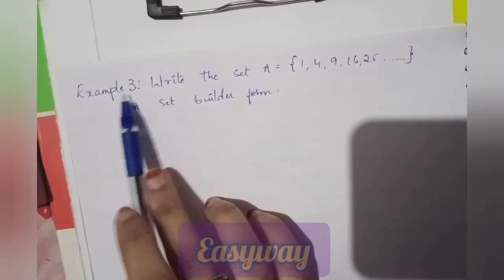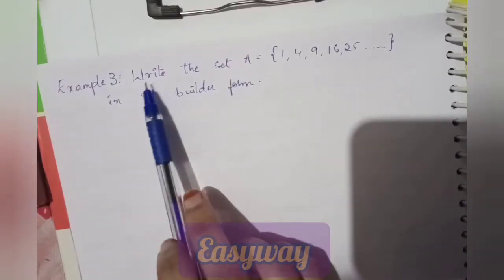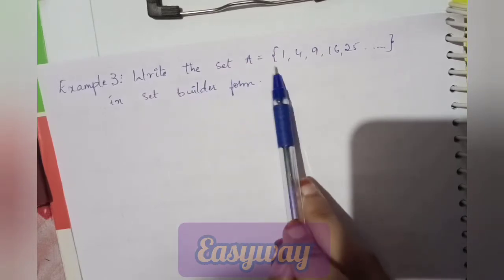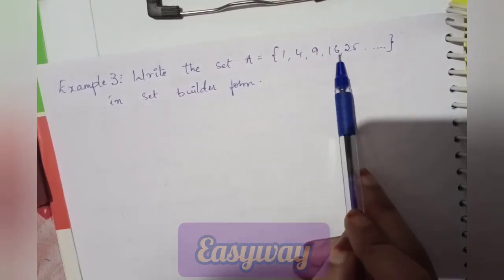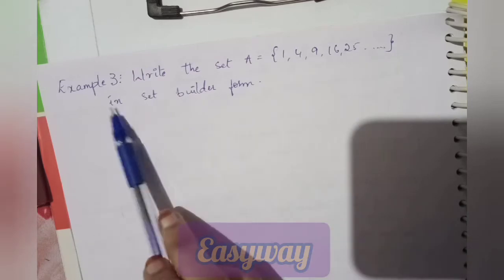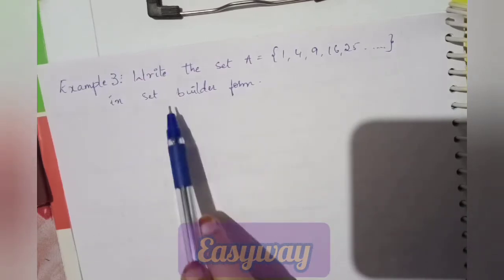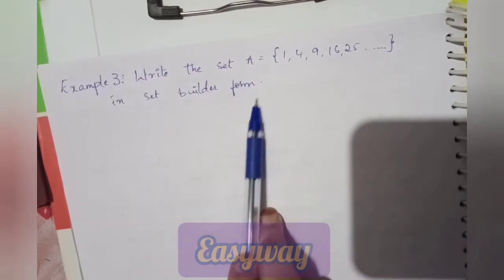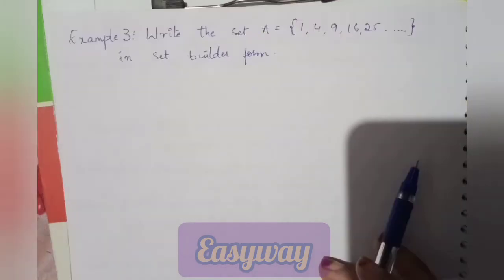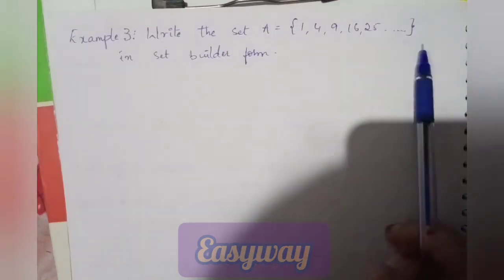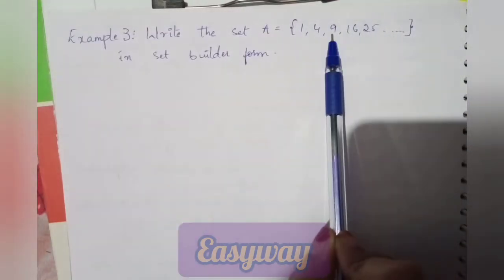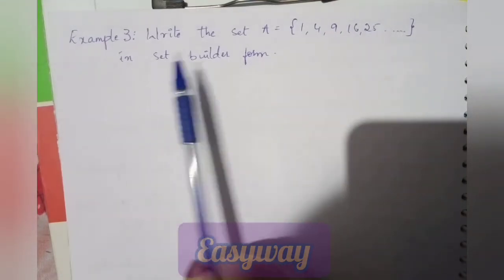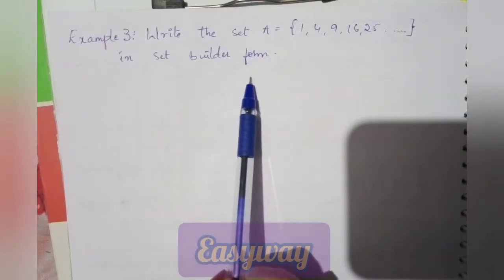Now the next example in your textbook is: write the set A equals 1, 4, 9, 16, 25 and so on in set builder form. I have explained what set builder form is. Now in this problem they have given the set in roster form. We have to convert it into set builder form.